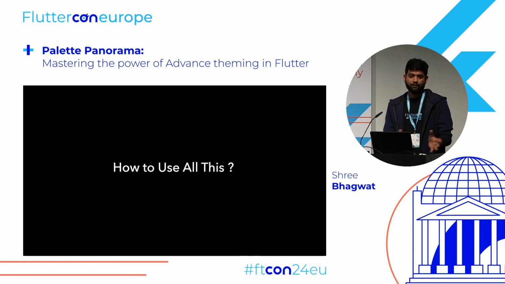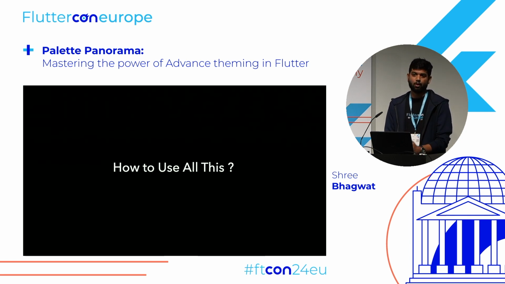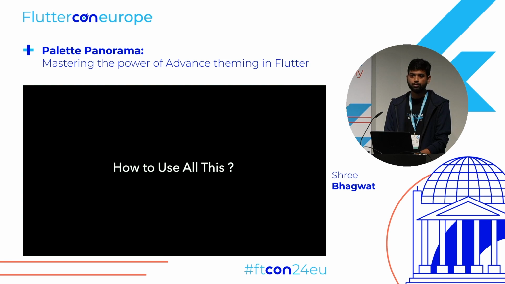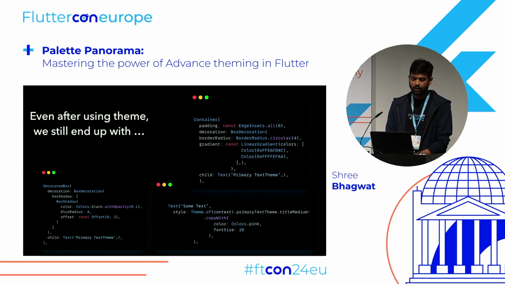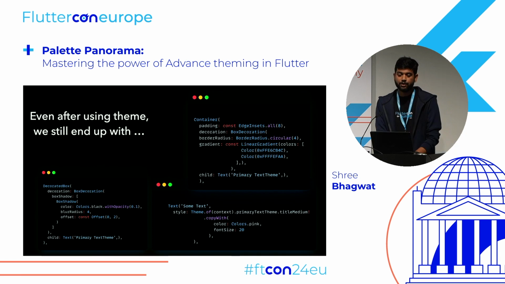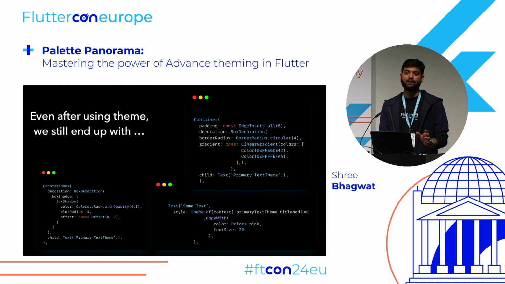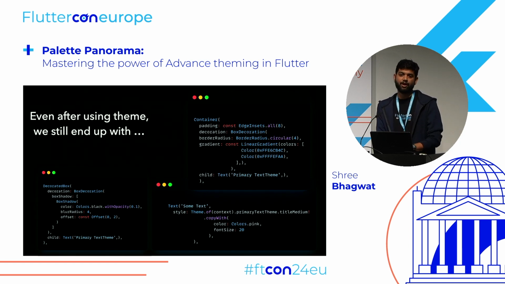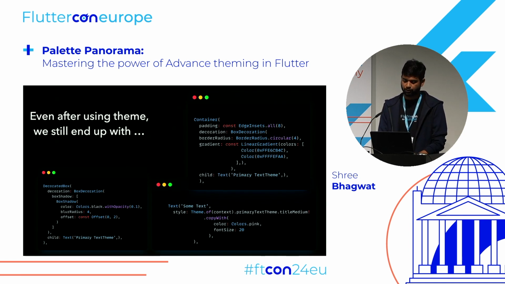Now we have explored this, but coming to the last part, how are we going to use all of this in our application? Even with all of this theming, we still have to define the theme separately and use it separately at each widget. If you want to make a small change somewhere, you'll have to make that change at multiple places, and it's chaos. It's difficult to manage, and a lot of issues come.